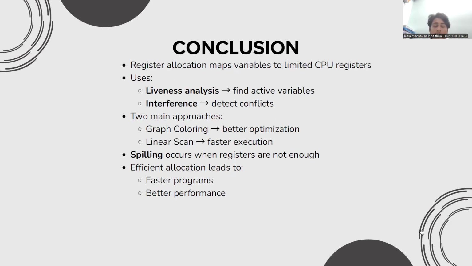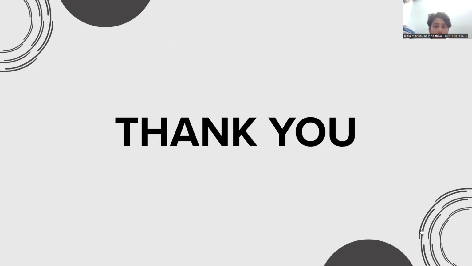So to conclude, register allocation maps variables to registers, and uses liveness and interference. Methods include graph coloring and linear scan. Spilling occurs when registers are limited. Efficient allocation leads to better performance.